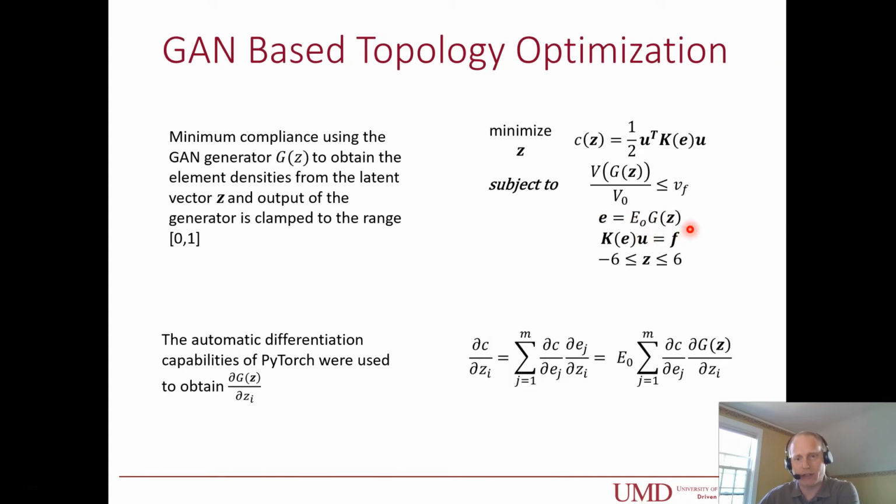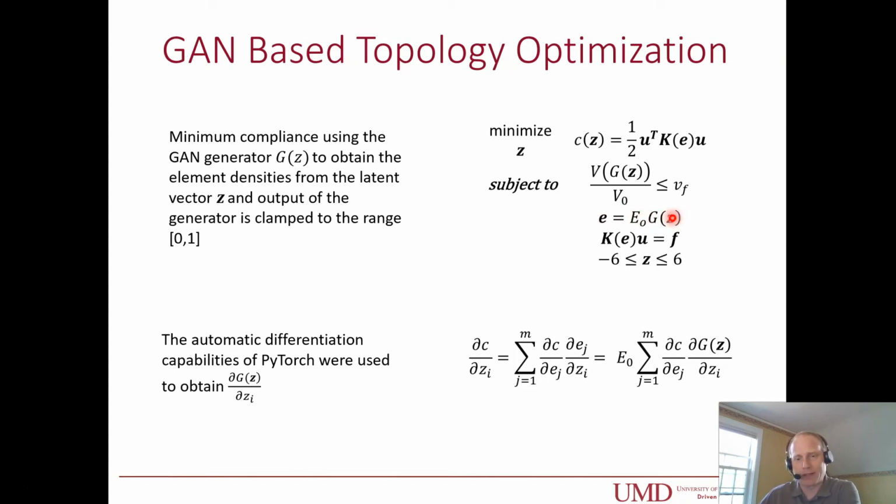So G is our generator, our neural network generator. Z is that latent vector I showed you before. Now, this is a much lower dimensional space, whereas we had to optimize on every voxel. Here we're only optimizing on a 128 input vector, Z, but we need to convert that into element densities.